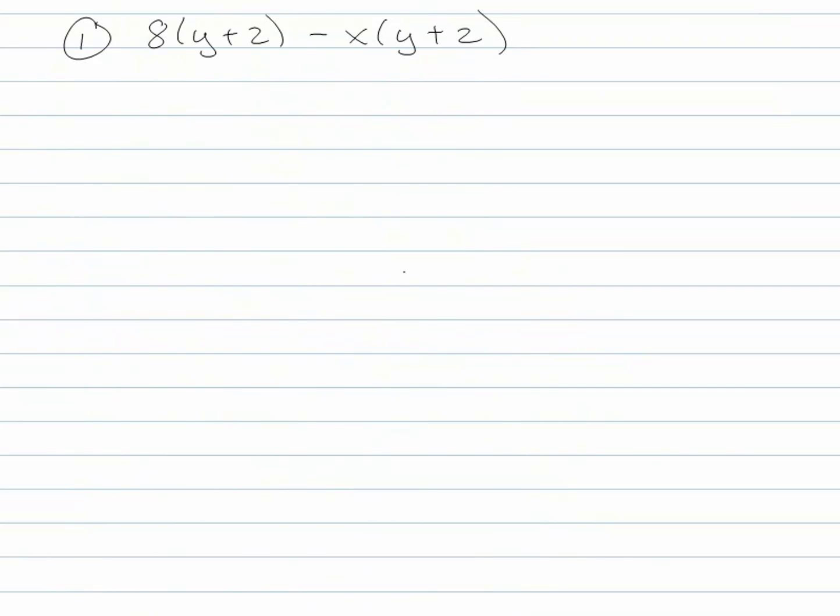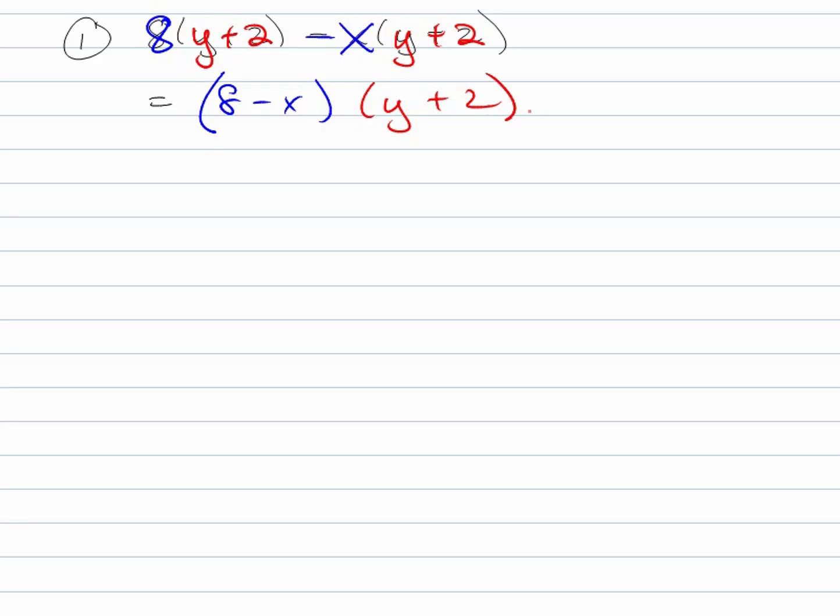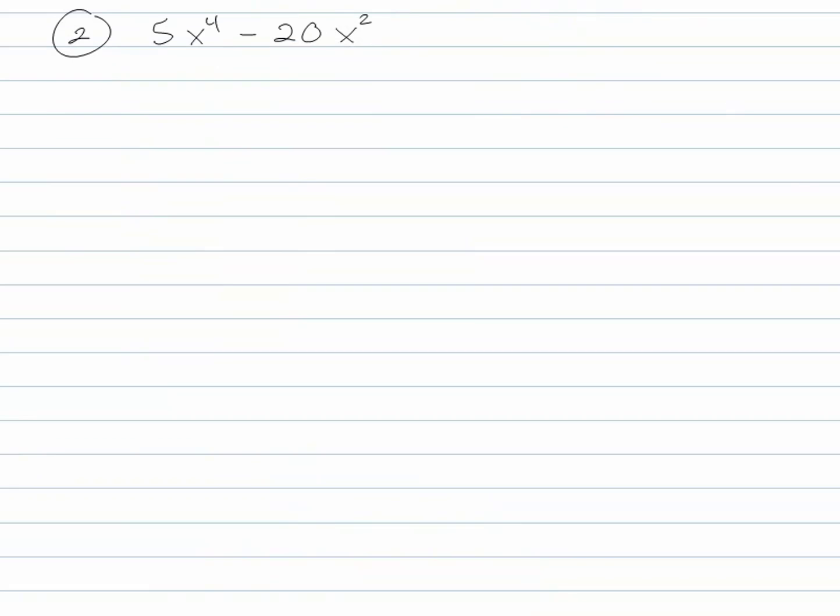Whenever you're looking to factor this, remember when people say factor, they don't mean multiply it all out again, okay? This one is actually partially factored for you already. What you want to recognize is you have 8 times something minus x times something. So I'm going to factor that out. It would be 8 minus x times that something. And that's really all there is to factoring that particular problem. Got it? Okay, now for the next one.